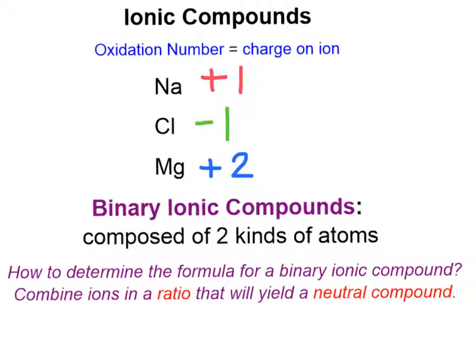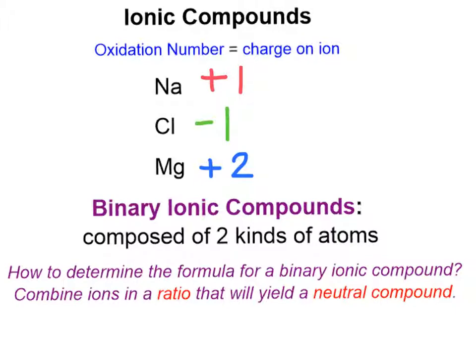So we've been throwing this word around, binary ionic compounds. A binary ionic compound is simply composed of only 2 kinds of atoms, not more than 2. So how are we going to determine the formula for a binary ionic compound? Well, we're going to combine the ions in a ratio that will yield a neutral compound.